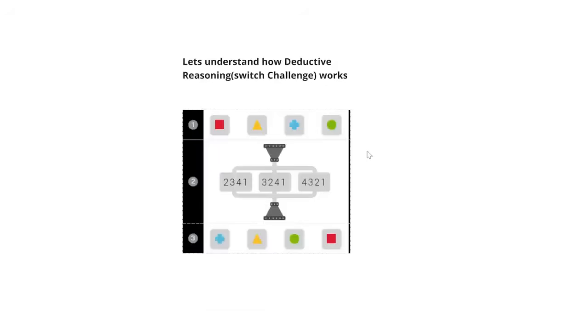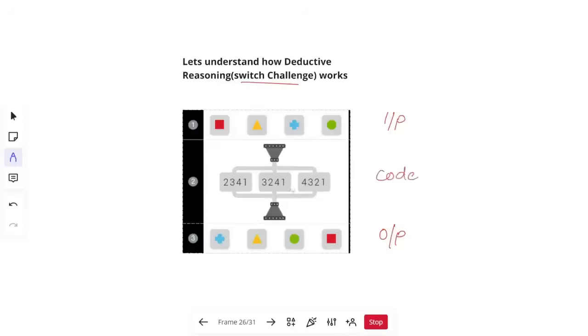So guys, let's understand how we can solve deductive reasoning switch challenge based questions. See, I will be using this image to make you understand how this concept works. Basically, in these types of questions you will have three things: an input, one output, and multiple different codes that are given to you. Now you have to tell, if this input goes through a particular code, what output you will get. Now how will we solve it? Let's see this question only.